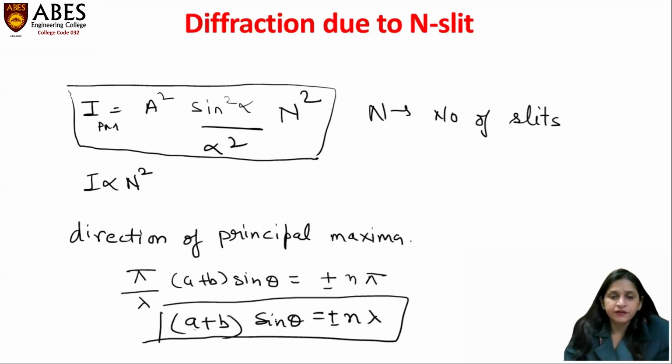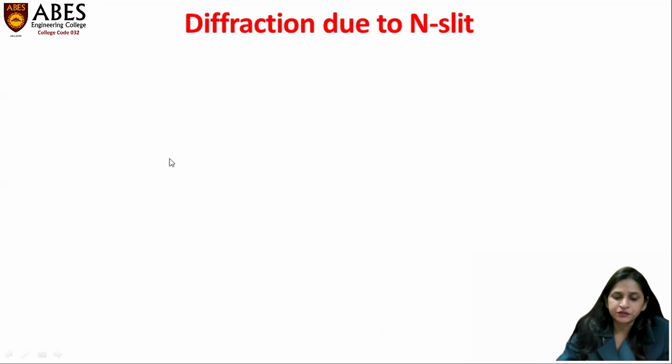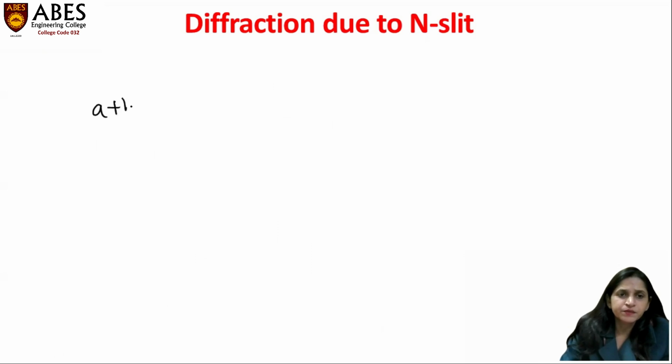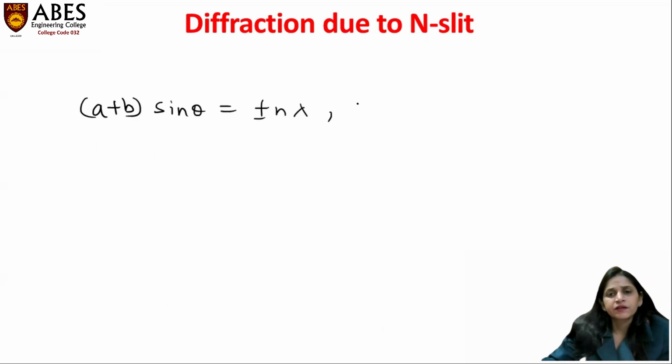If we keep the value of n as 0, theta will be 0. This equation is also known as the grating equation. So what is the grating equation? The grating equation is (a plus b) sine theta is equal to plus minus n lambda, where n will be 0, 1, 2, 3, and so on.